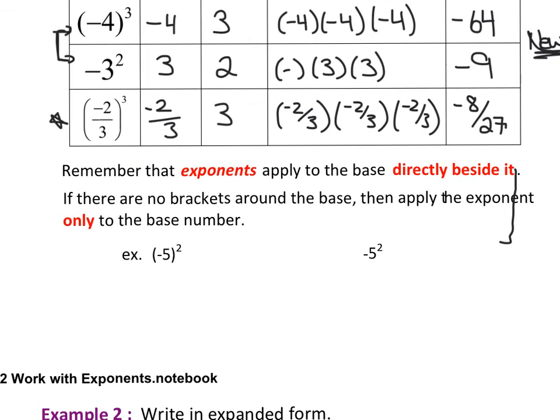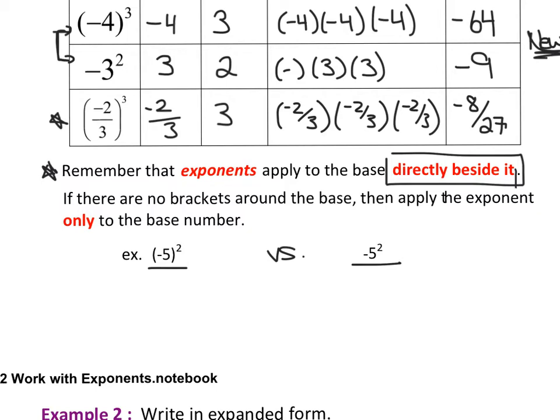So remember that exponents apply to the base directly beside it. You might want to write that down. Some rules: if there are no brackets around the base, then apply the exponent only to the base number. So what I would like you to do right now is solve for negative 5 to the power of 2 in brackets and negative 5 to the power of 2 without brackets. Take a little second to try that.